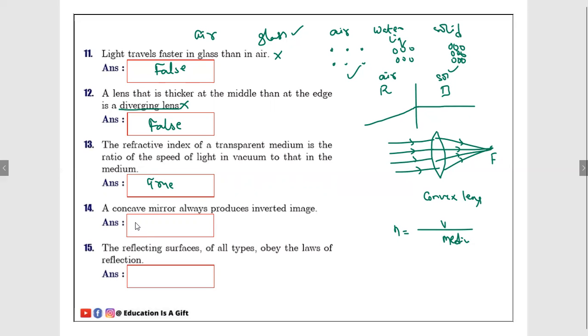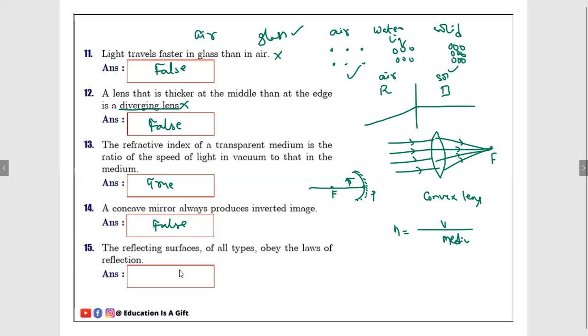14. A concave mirror always produces an inverted image, they told. You see this concave mirror, always it will produce an inverted image. So for the first 5 positions, of course, we'll get inverted. But while coming to the 6th position, what is that 6th position? If you are placing the object between focus and pole P, you will get a virtual image. And that virtual image is erect, not inverted. So the answer is false.